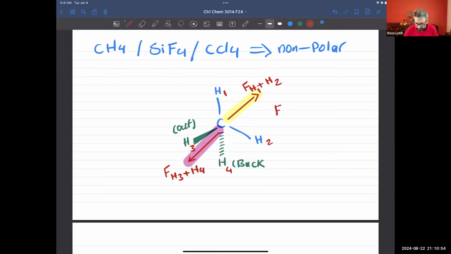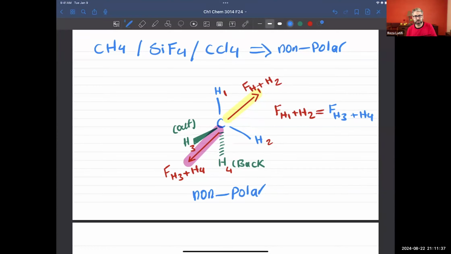Okay, you're going to say F for hydrogen 1 plus hydrogen 2 is equal to force of hydrogen number 3 plus hydrogen number 4. And because they are identical, when you add them, they will cancel each other. Or another way, because the bond angle between them is 180 degrees, those 2 forces will cancel each other. So anytime you have a tetrahedral and 4 identical elements are attached to the central atom, it will be nonpolar. Okay, nonpolar.